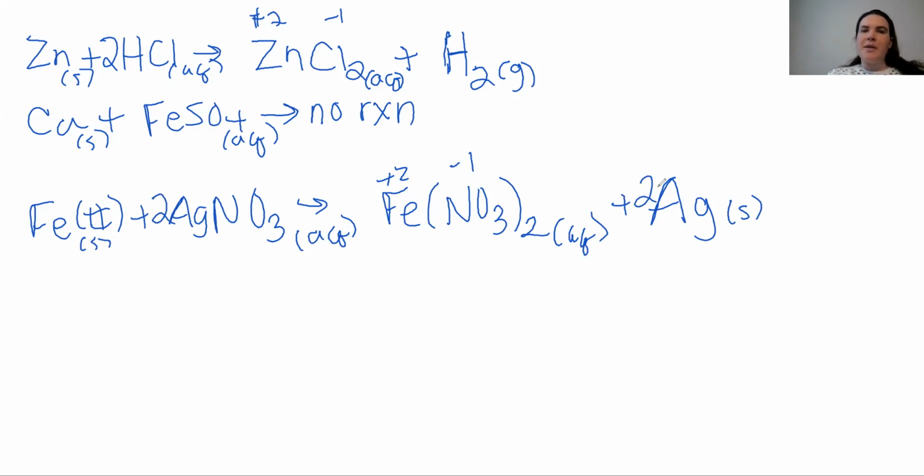So that's single replacement. So single replacement, check the activity series, make sure that the single element is higher on the list than the one in the compound, kick out the element if it is, recross the charges, and then balance it. So that's it for that type.